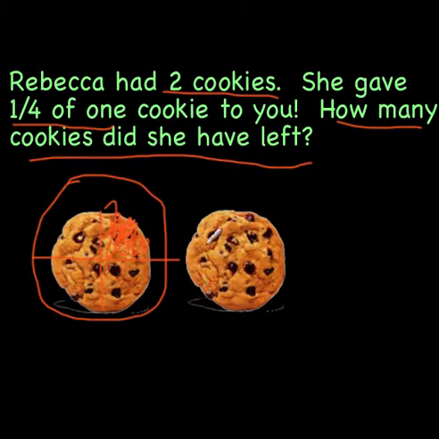Well, she still has this whole cookie over here. She hasn't touched that one. So she has 1 whole cookie, and she has 1, 2, 3 pieces left out of the 4 in this cookie. So she has 1 and 3/4 of her cookies left for herself.